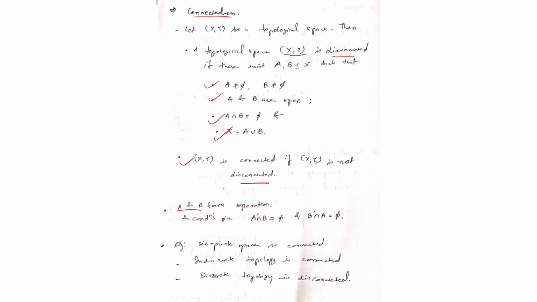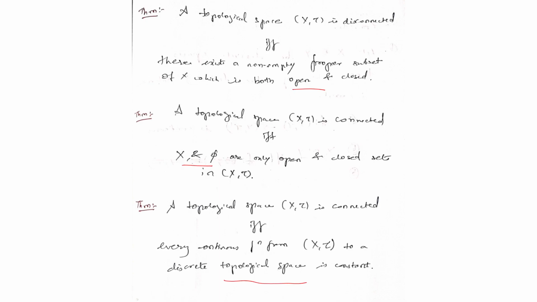Again, there is a notion of separation. A and B form a separation when A closure intersection B is empty and B closure intersection A is empty. Fine. In this case, we say that it is a separation. Now there are some examples: the Sierpinski space is connected, the indiscrete topology is connected, and the discrete topology is disconnected. These might be the examples you have been through. So let's move to the next part.